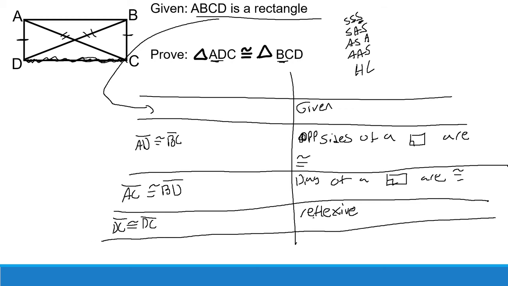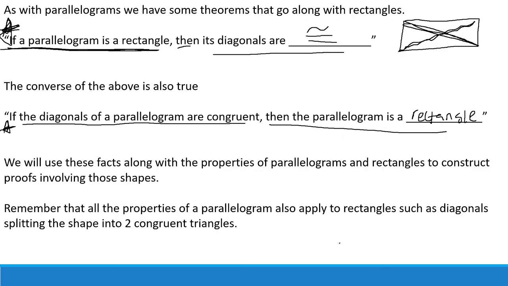Remember, if you want to say something's congruent to itself, you use reflexive. Or put another way, if something is a piece of both shapes and you want to say that it's congruent to itself, you use reflexive. And now, as I said before, we can end this with our proof statement that ADC is congruent to BCD because of side, side, side. We have three pairs of sides that are congruent, and so we know that they're all congruent because of side, side, side. So that's how you would use, again, one of these theorems in a proof here.